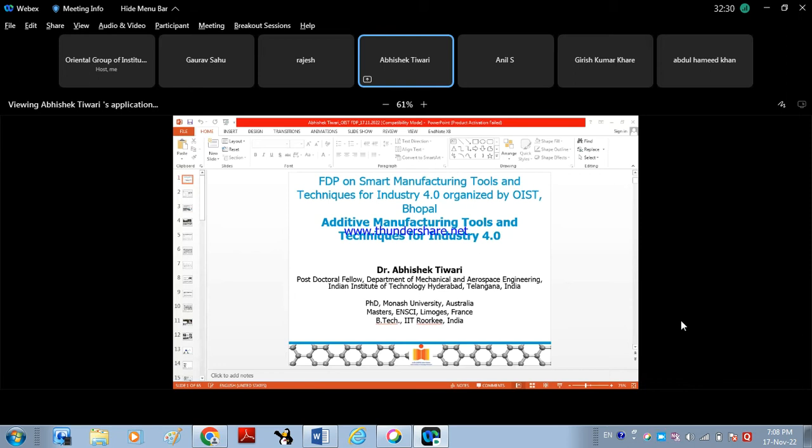So after that, I joined IIT Kharagpur as a research associate. So there I worked on development of microstructurally, compositionally, and functionally graded components by laser-assisted material processing. And there I worked on developing a functionally graded 316L and Inconel 718 alloy.